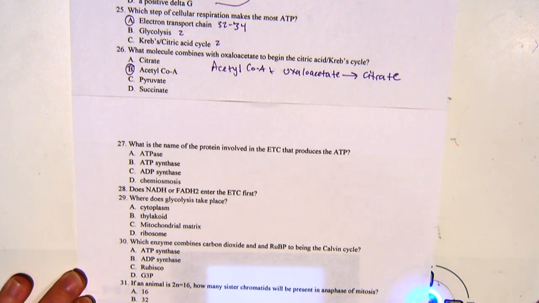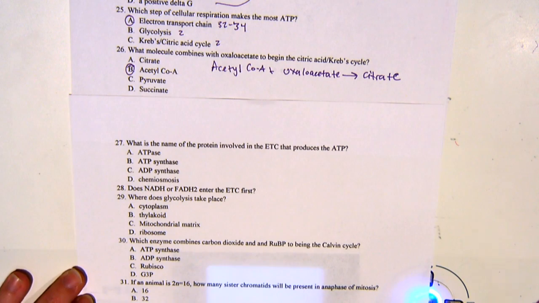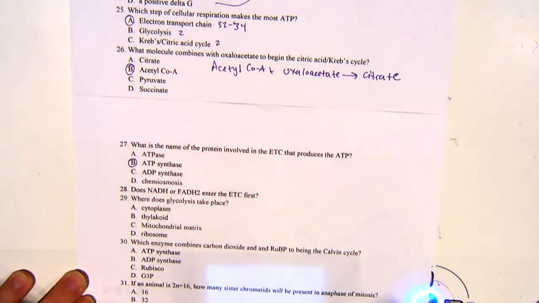27. What is the name of the protein involved in the electron transport chain that produces ATP? ATP synthase.